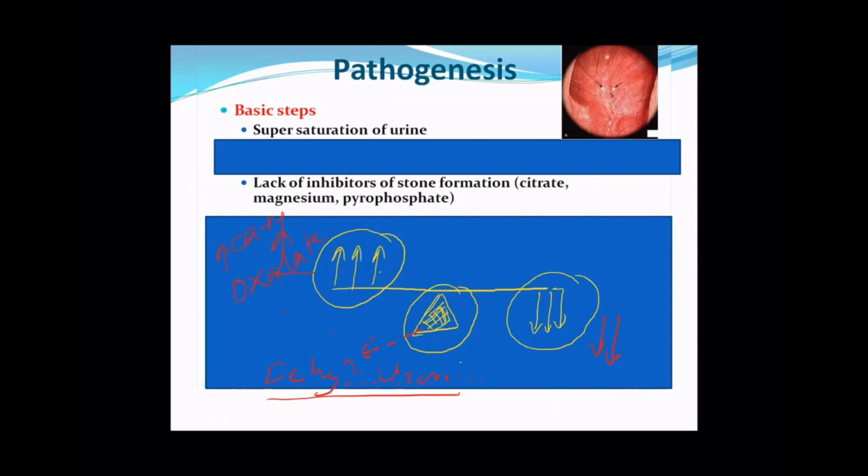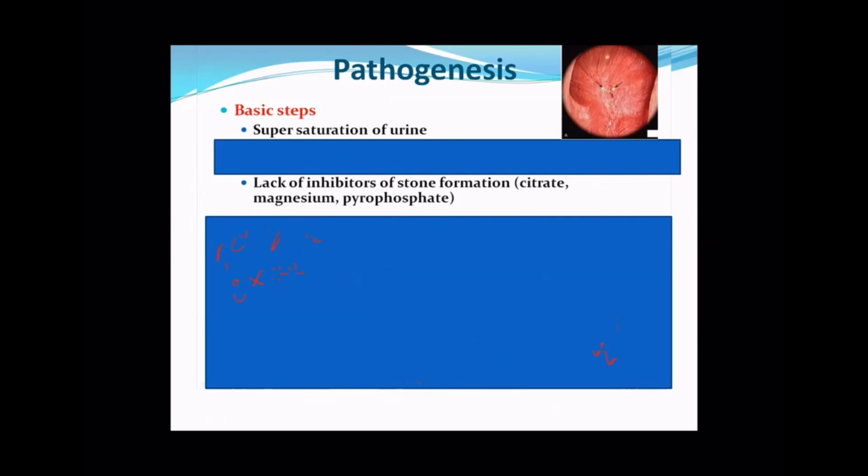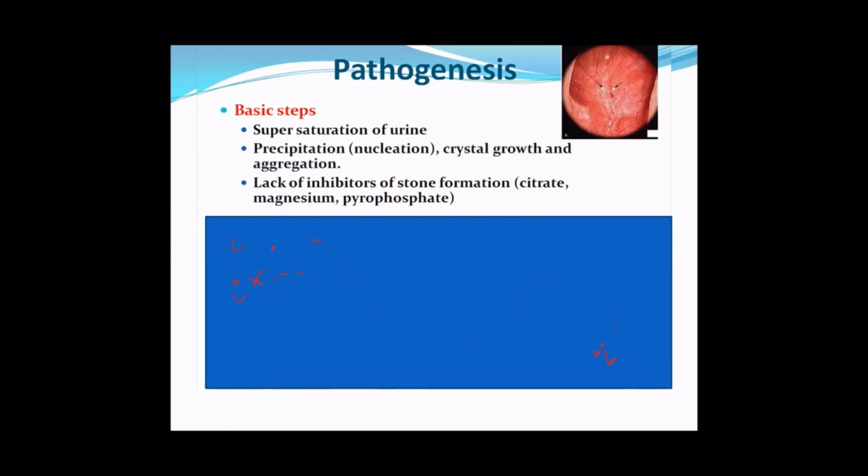So let's see. We have three factors basically: the supersaturation of urine, then precipitation, then lack of inhibitors. I've already explained everything. Let us see it in the flow chart.